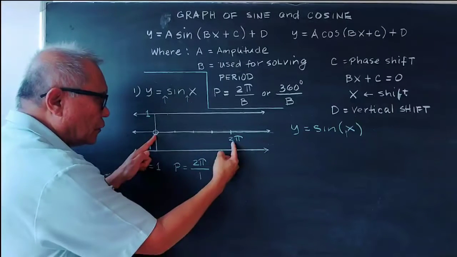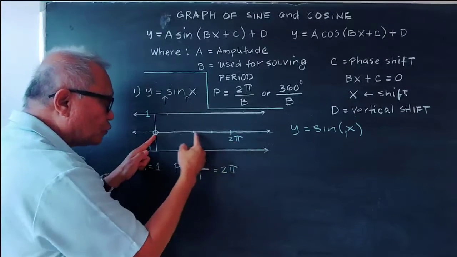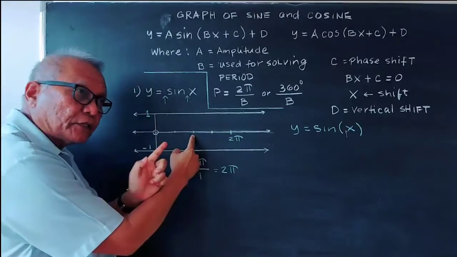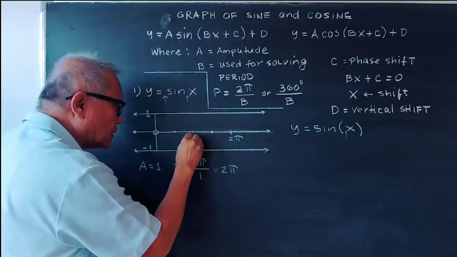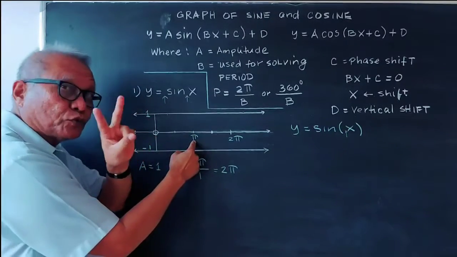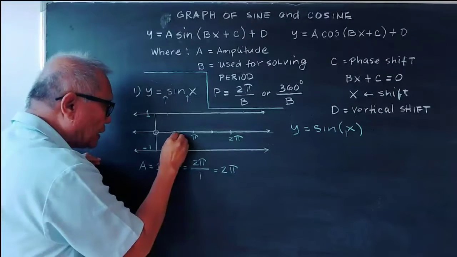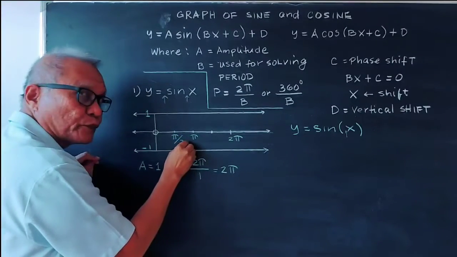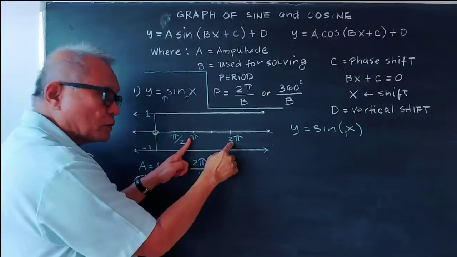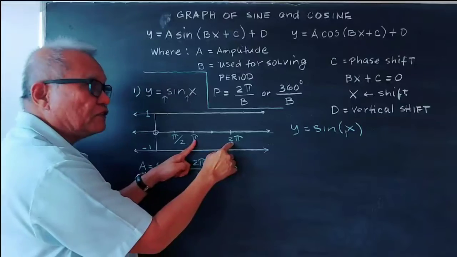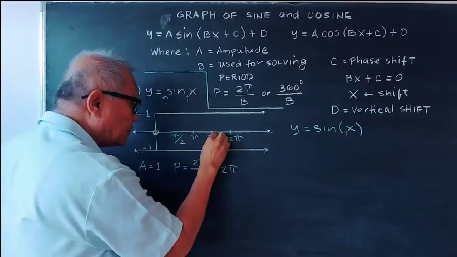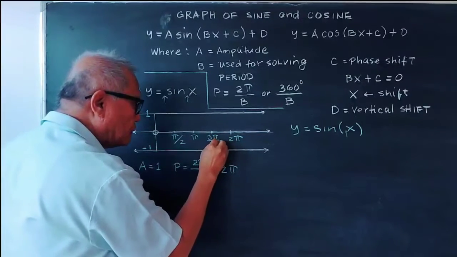Then, we divide this 2 pi by 2 to get this one. 2 pi divided by 2, cancel the 2. So, here is the pi. Then we divide again the pi by 2, so this one is pi over 2. And for this one, we add pi over 2 plus pi, which is 3 pi over 2. So this one is 3 pi over 2.